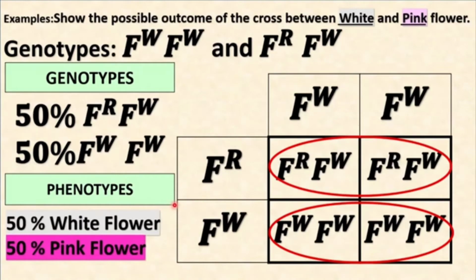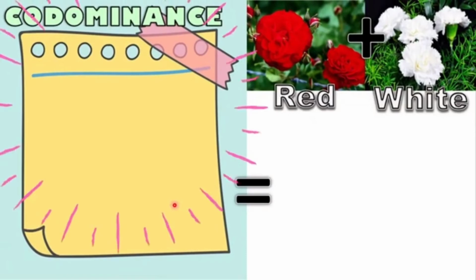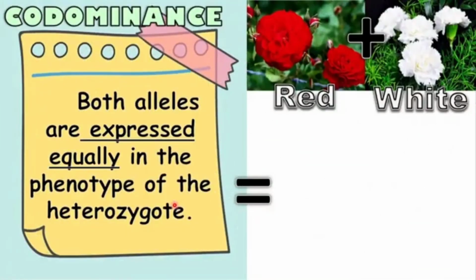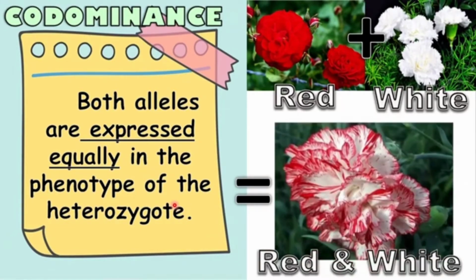Understood, class? Now let us proceed to the second type of non-Mendelian inheritance, and that is what we call codominance. Codominance means both alleles are expressed equally in the phenotype of the heterozygote. For example, red flower plus white flower, the result is red and white flower. As you can see, in codominance, both alleles, both appearance, or both traits are expressed equally, red and white.